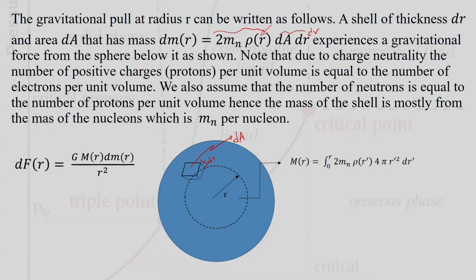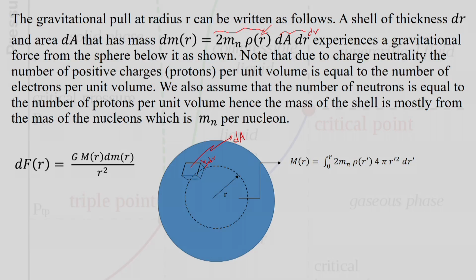Let us assume a situation where the number of neutrons is equal to the number of protons. What I have to find is not the number of electrons, but the mass. How heavy is this box? Let us see what is in the box. There are rho times dV electrons, but electrons are very light, so they do not contribute to the mass.